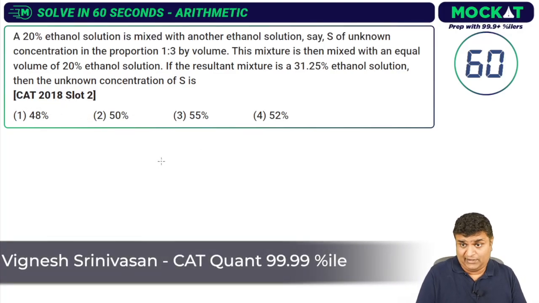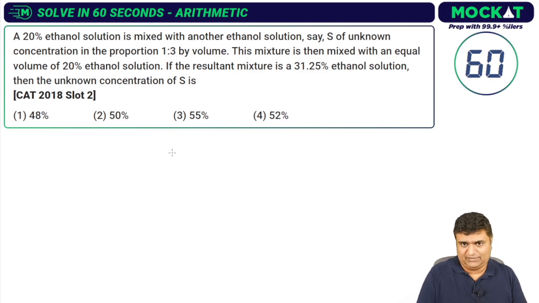On to a CAT 2018 slot 2 question, one of the tougher CAT Quant papers. Let's try this question out in 60 seconds. A 20% ethanol solution is mixed with another ethanol solution, say S, of unknown concentration, in the ratio 1:3, where 1 is 20% and 3 is unknown. This mixture is then mixed with an equal volume of 20% ethanol solution.